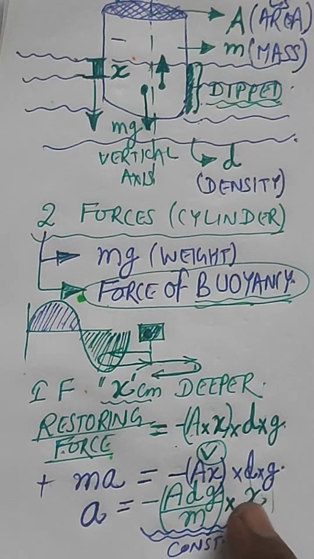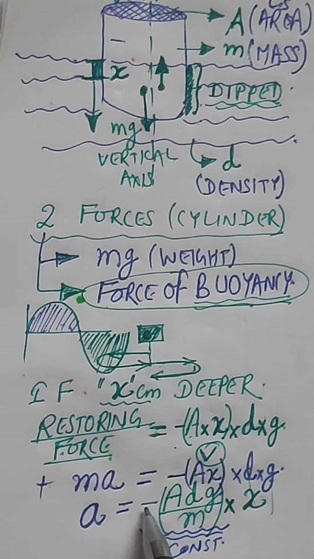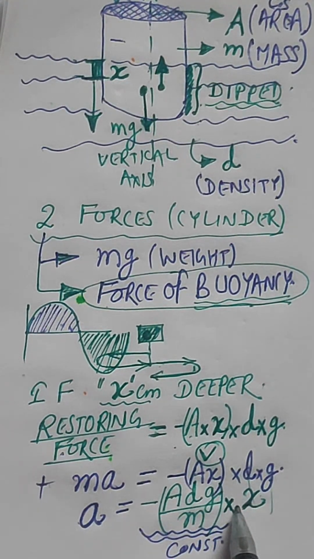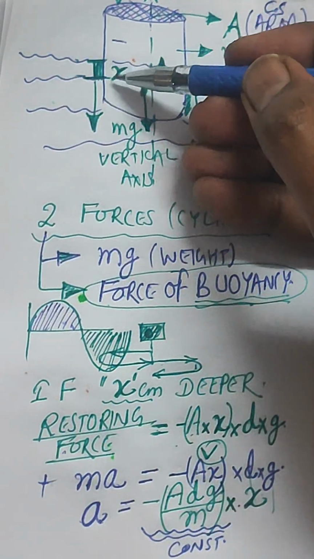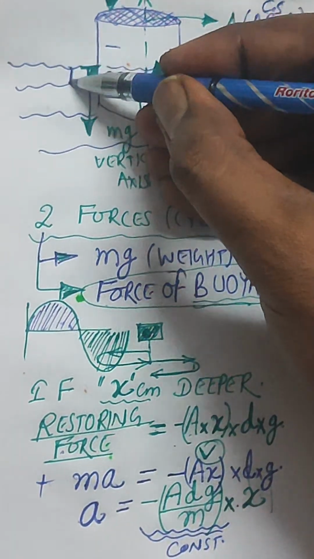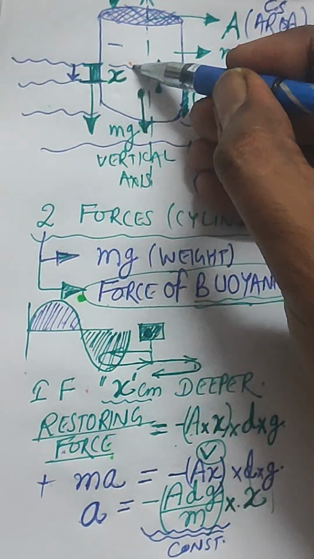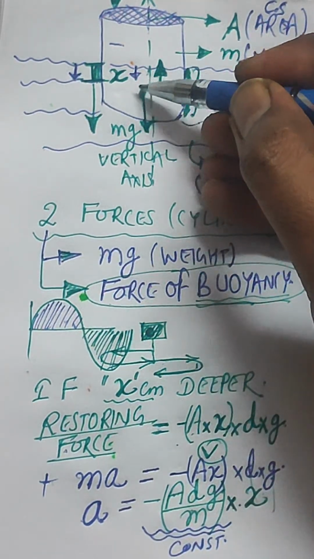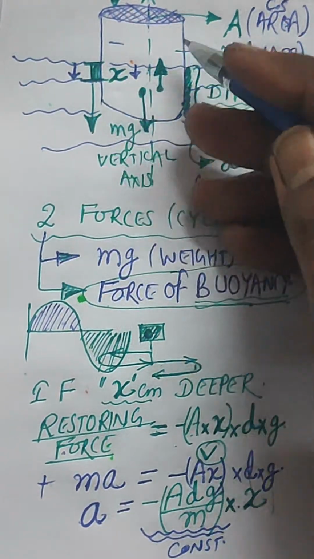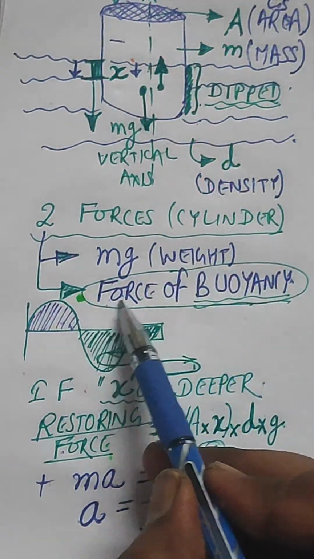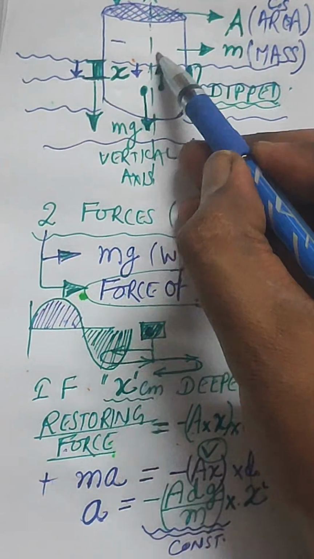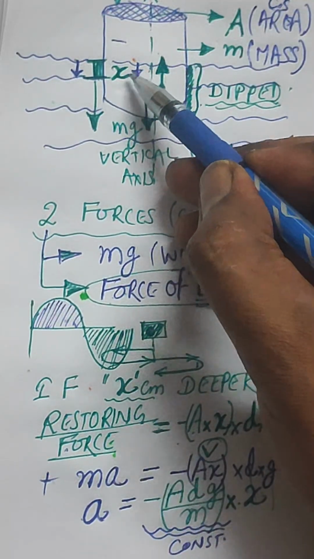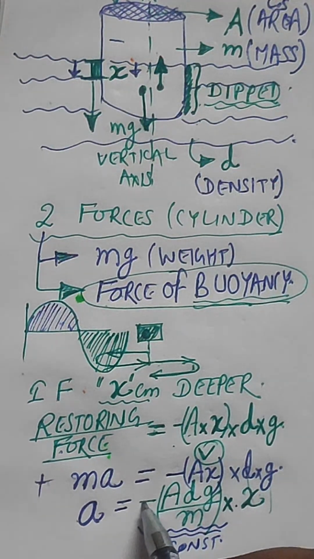Why negative x? The negative sign indicates that a and x are in opposite directions. When you press it from the top, the displacement happens downward, and the cylinder goes x centimeter deeper. The buoyancy force will apply in the opposite direction, acting against the direction of displacement. So that's why this negative sign is there.